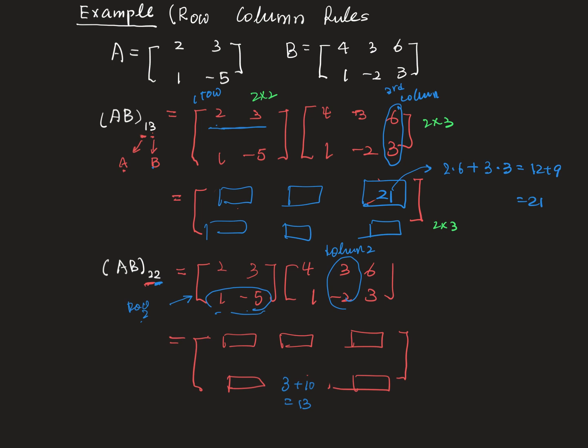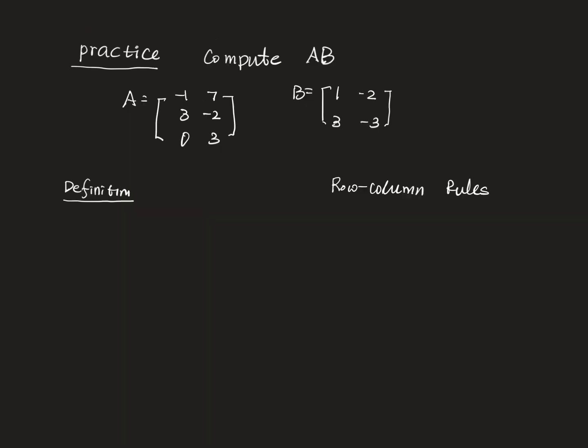That's how you find each entry of the multiplication of two matrices, guys. So the row column rule is the more popular one. From now on, guys, you keep practicing how to get the multiplication of two matrices. Let's go to practice, guys. Pause the video. You just try it by yourself, guys, okay?